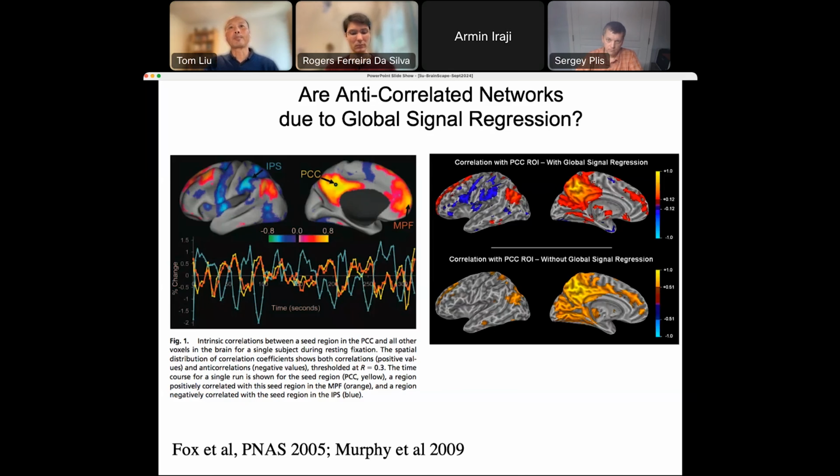But that was followed by some work from Kevin Murphy from Peter Bandettini's group at the NIH, questioning whether these two anti-correlated networks really existed. If they did something called global signal regression, then they indeed could find these two anti-correlated networks. But if they didn't do global signal regression, they really only found one strong positive network. And so this led to the question about whether this fairly appealing picture of the brain alternating between states was really a true biological attribute, or was just an artifact of the processing.